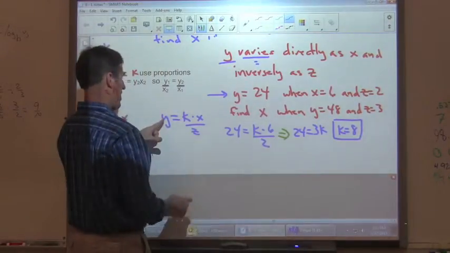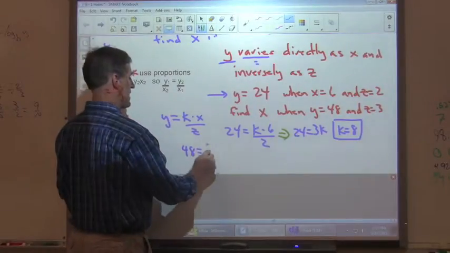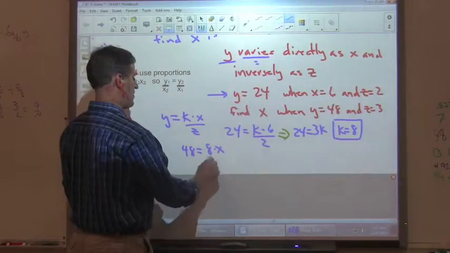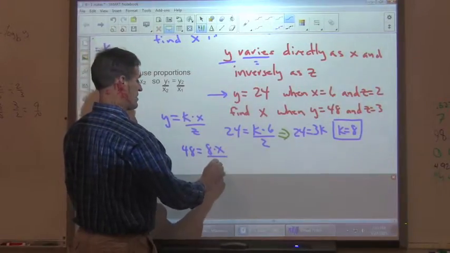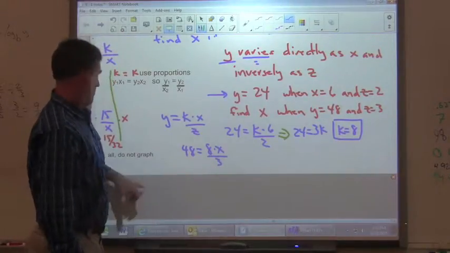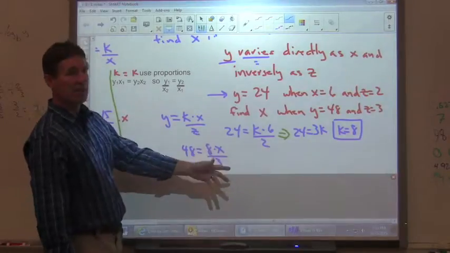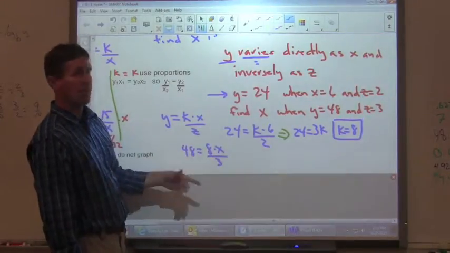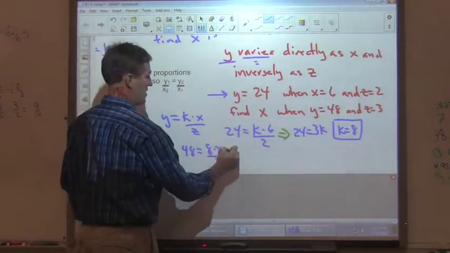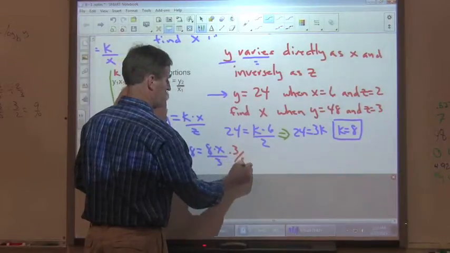So we know that y is 48. We use our second data. We know our k is 8. We don't know our x, but we do know our z is 3. So we multiply. You can do this again two ways. You can multiply by 3 and then divide by 8. I prefer just to think of it as a fraction, 8/3. And so to divide a fraction, you multiply by the reciprocal, so 3/8.